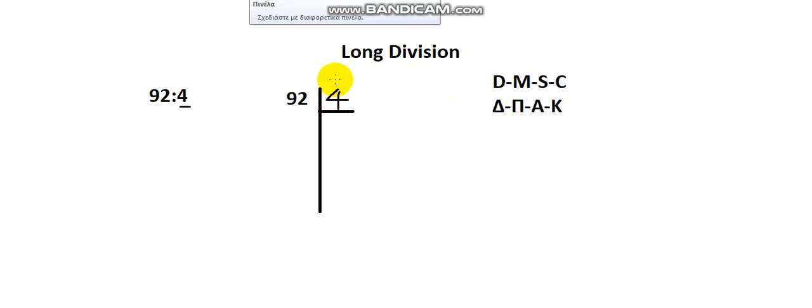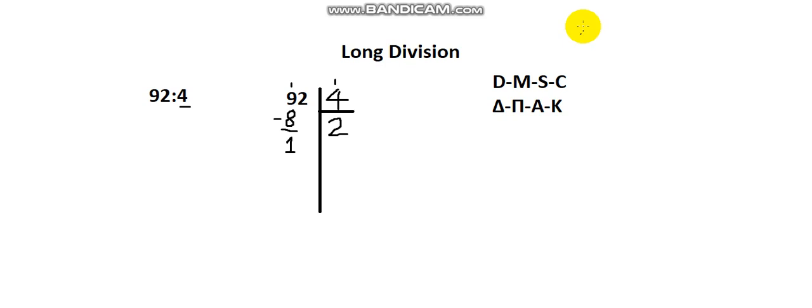So the first question I ask myself is, how many times does 4 go into 9? 4 goes into 9 twice. That was my first step. I divided. My next step is to multiply the number I just wrote, so 2, times my divisor, so 4. 2 times 4 makes 8. I write that 8 beneath the number I just divided, so 9. And then I move on to my next step, which is to subtract. And I do 9 take away 8. 9 take away 8 makes 1.